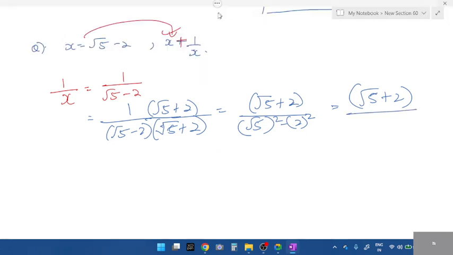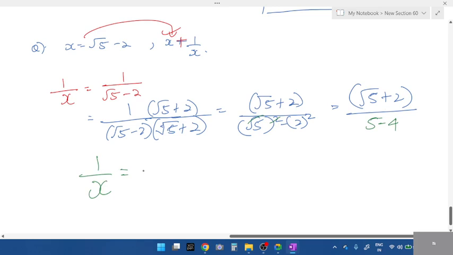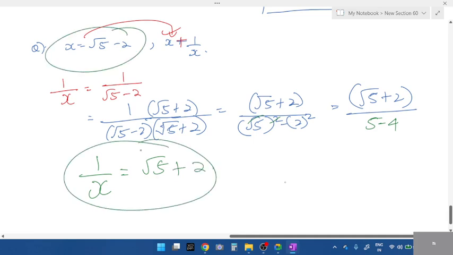Don't write, students. When I'm teaching, don't write. First you'll answer. Later I'll give you all time. What's the value? 5 minus? What is 5 minus 4? 1. So what's the value of 1 by x? Root 5 plus 2. Can you see we have both the values now? Right? We got both the values.